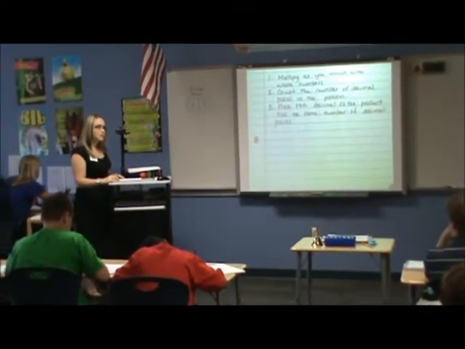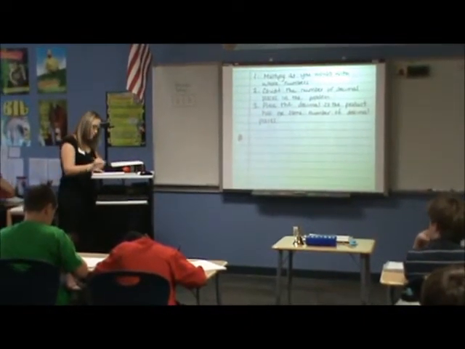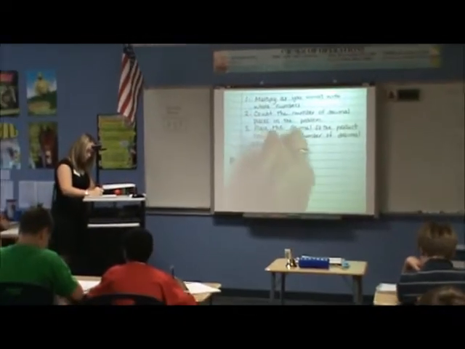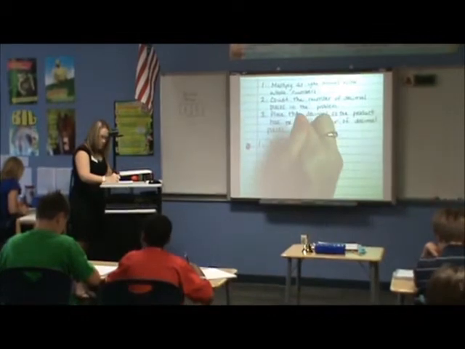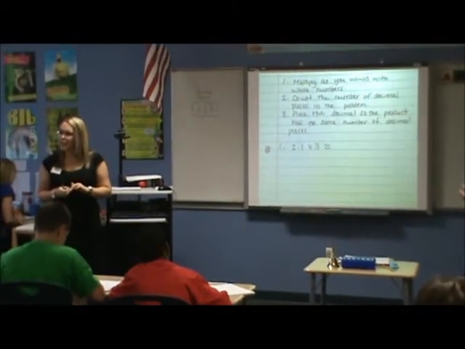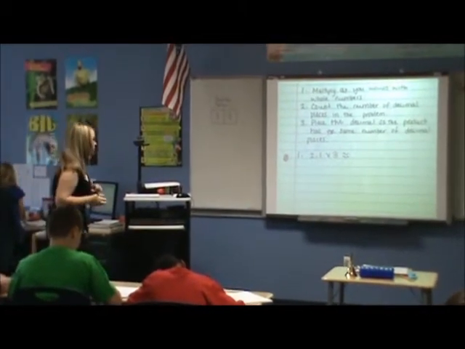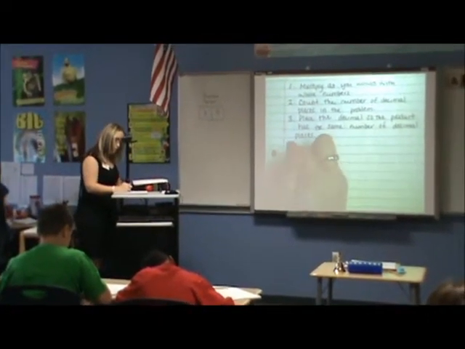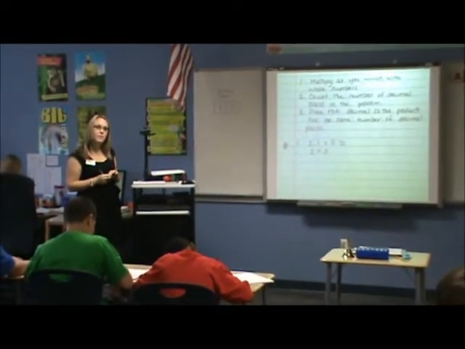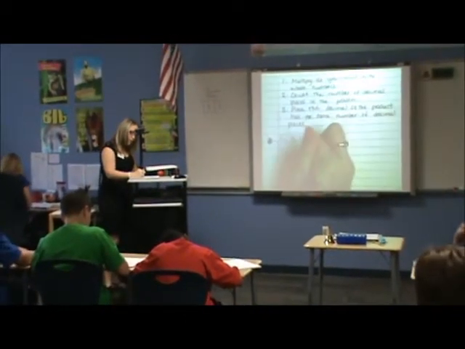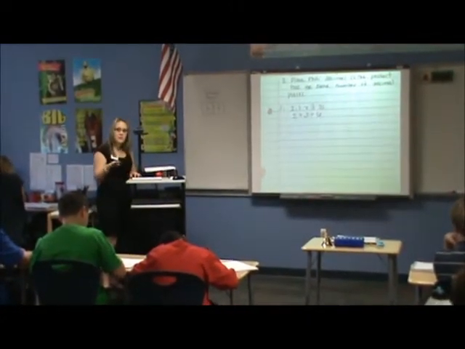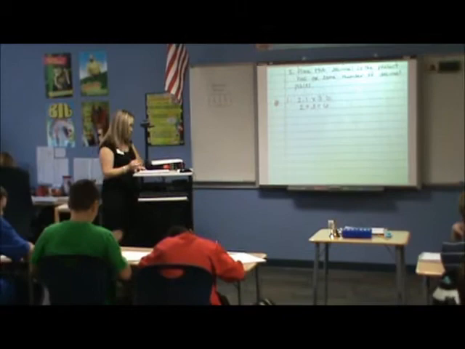So we just got done talking about estimating numbers. So if I have 2.1 times 3, what would 2.1 estimate to? Anna? 2. What's 2 times 3? Fatima? 6. So when I multiply my answer, I want to get something along the lines of 6.